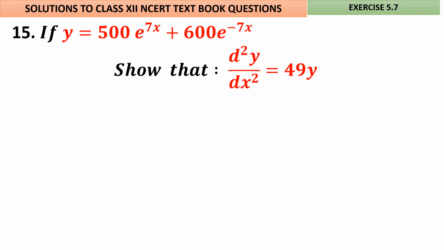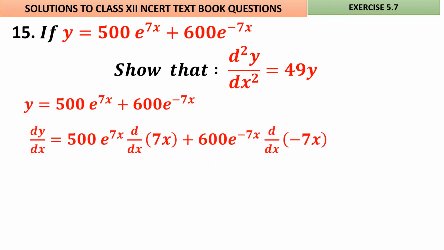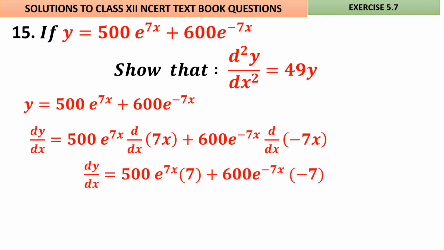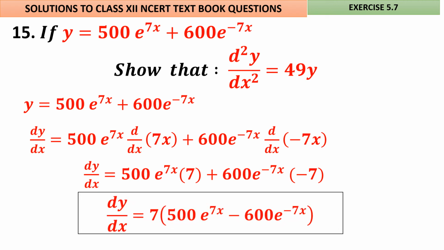Problem number 15. If y is equal to 500 e power 7x plus 600 e power minus 7x, show that the second derivative is 49y. Find the first derivative. 500 times the derivative of e power 7x, which is e power 7x into d by dx of 7x. For e power minus 7x, the derivative is e power minus 7x into d by dx of minus 7x. The derivative of 7x is 7. The derivative of minus 7x is minus 7. Therefore, by taking 7 outside, the first derivative is 7 times 500 e power 7x minus 600 e power minus 7x.